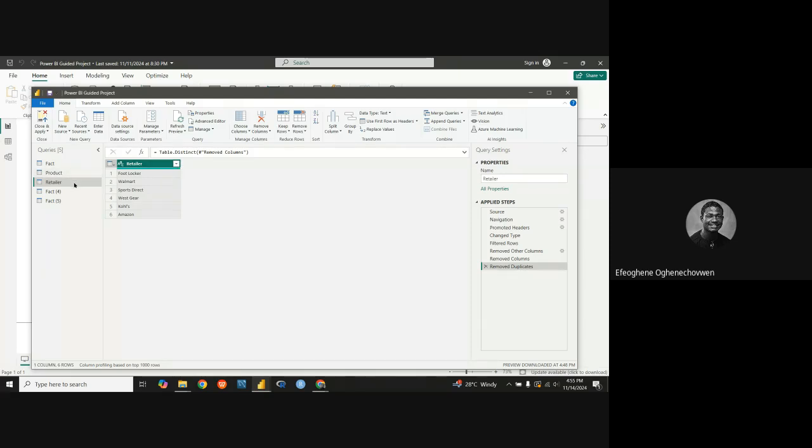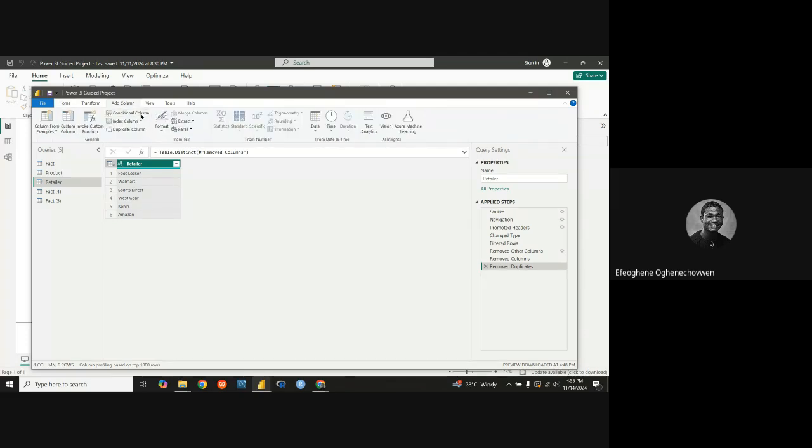So the next thing I'm going to do is to create a primary key that will be a connecting link to the fact table. So this is what I'm going to do. I'm going to add column, index column from 1. So you can see I've applied 2 steps here, remove duplicates and add the index. So this is my index now.